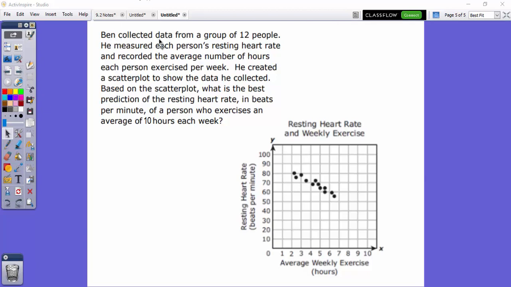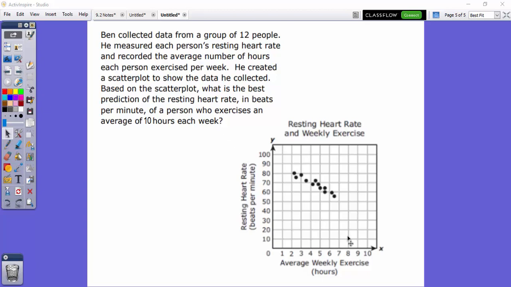This question says, Ben collected data from a group of 12 people. He measured each person's resting heart rate and recorded the average number of hours each person exercised per week. He created a scatter plot to show the data he collected. Based on the scatter plot, what is the best prediction of the resting heart rate in beats per minute of a person who exercises an average of 10 hours each week?